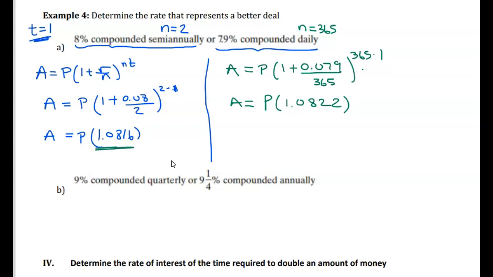All right, so we compare these two numbers. We see that in this second case, this factor is bigger. So because we're multiplying by the same amount, you can say this is the better deal.